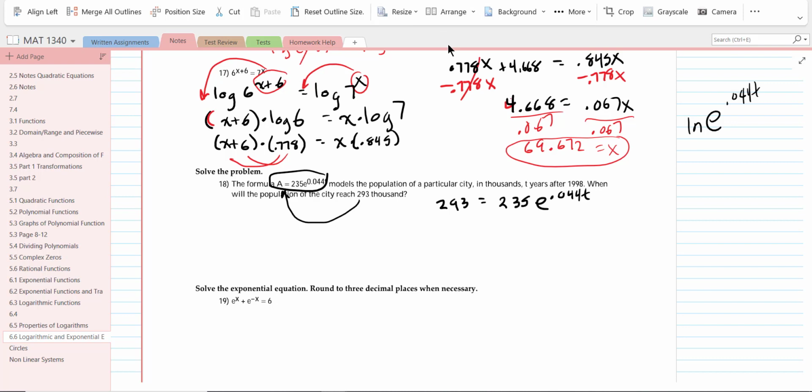I want 235 to be there. How can I make it go away? Divide. There you go. Thank you. So we got 235. I like that. So we start that way.